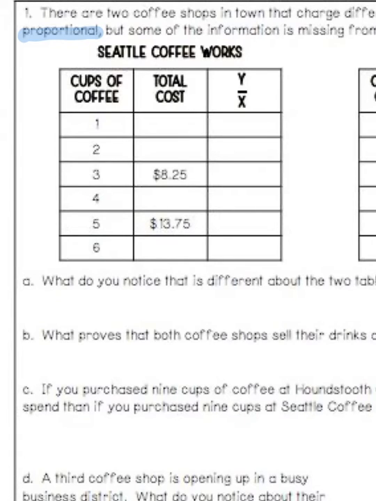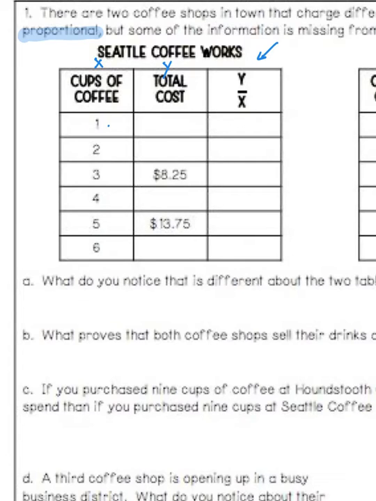So let's see the information that they gave us in the table. They're mentioning cups of coffee, and we're going to consider this the X column. And it just goes 1, 2, 3, 4, 5, 6 right in a row. That's called consecutive numbers. And then the Y column would be total cost. And they've given us two X and Y values to work with. So that's very helpful since we want to try to find out what the constant of proportionality is. In other words, how much does it cost for 1 cup of coffee?